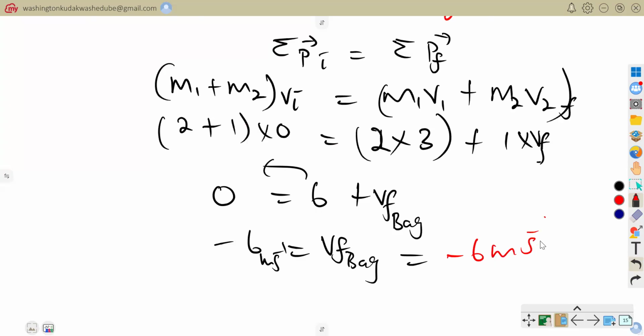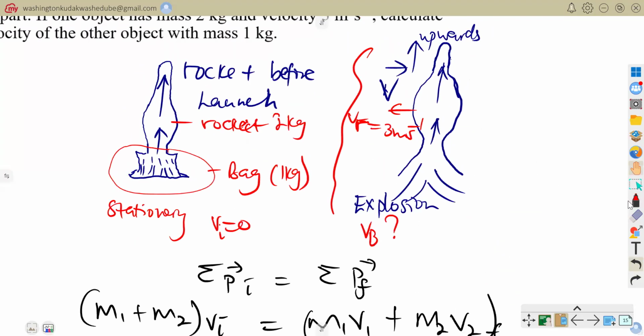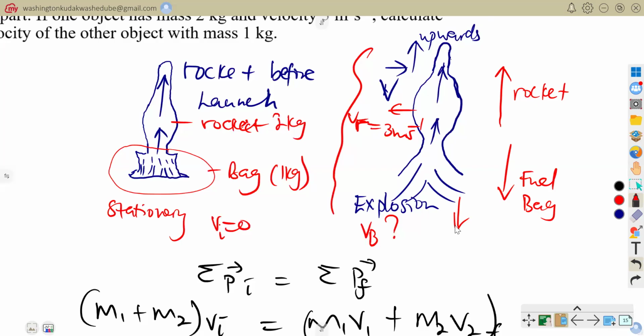Negative 6 meters per second, which actually does make sense in such a scenario that if the explosion will cause this rocket to go up, then its fuel bag would actually be pushed down. So let's say this would be the fuel bag. So I'm sure you would actually get to see that when there is this explosion, that smoke or fire of the fuel is actually directed downwards.